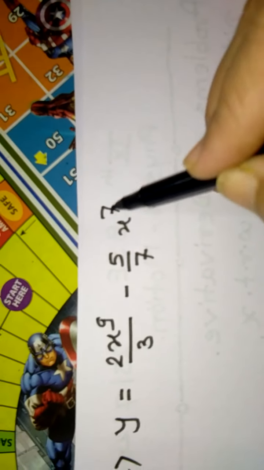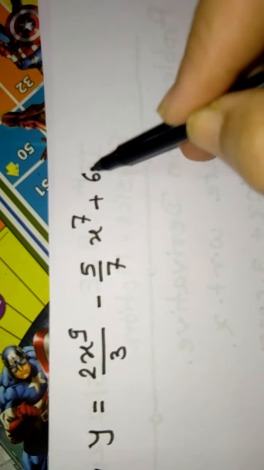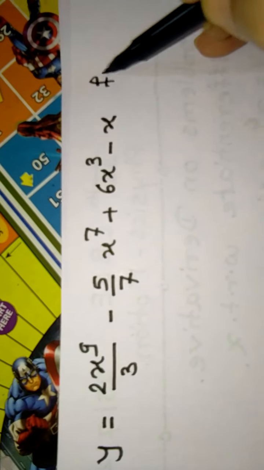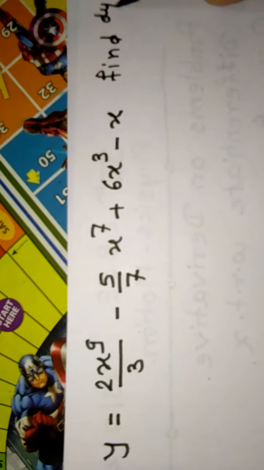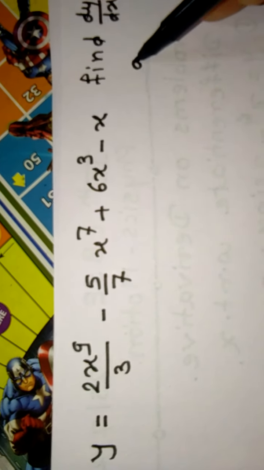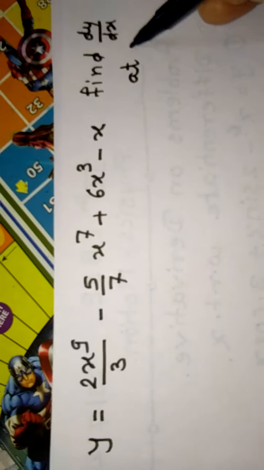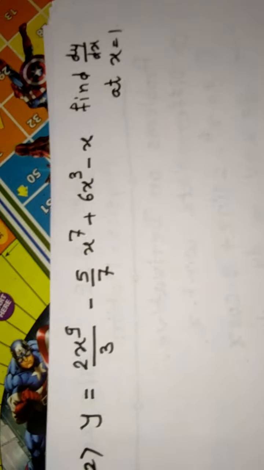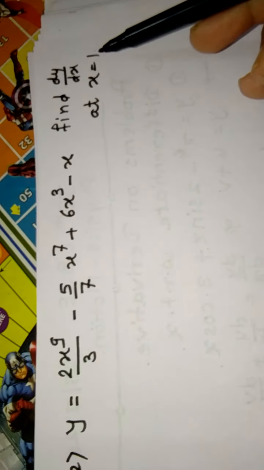Second problem is y is equal to 2 upon 3 x raised to 9 minus 5 upon 7 x raised to 7 plus 6x cube minus x. Find dy by dx at x is equal to 1. dy by dx at x equal to 1.